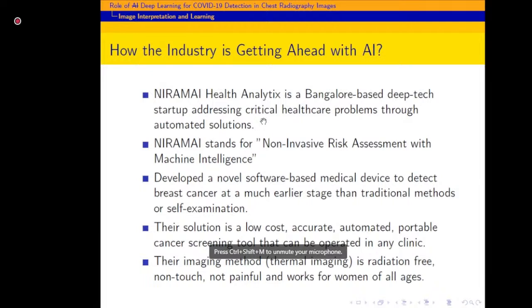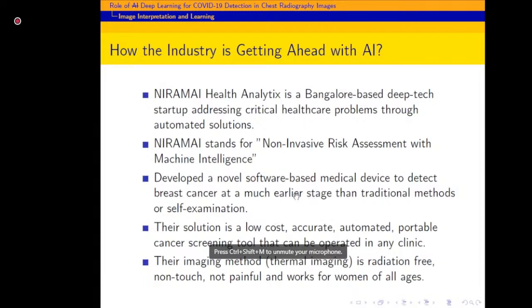And Niramai is such a company, right? It is a Bangalore-based startup actually, which is only focusing on one type of problem, which is breast cancer. What they are trying to do now is develop some software based on machine learning and computer vision algorithms. Breast cancer can be detected through different types of medical imaging technologies like mammograms, ultrasound, thermal imaging and all. And what they are focusing on is thermal imaging.